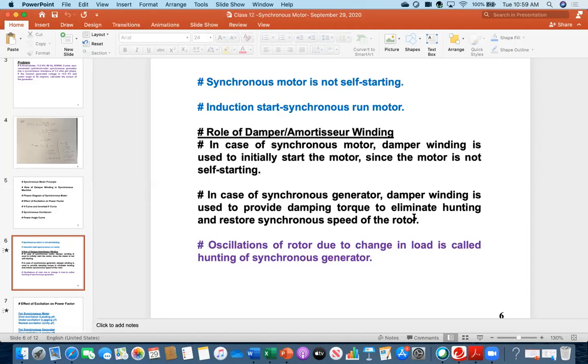Now the question is, why is it used? To provide damping torque to eliminate hunting. So what is that hunting? I have written down the definition of hunting of synchronous generator. Oscillation of rotor due to change in load is called hunting of synchronous generator. So do you understand what is the meaning of this?